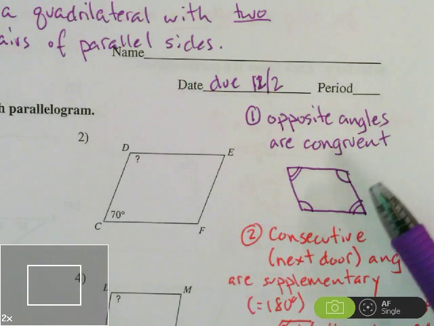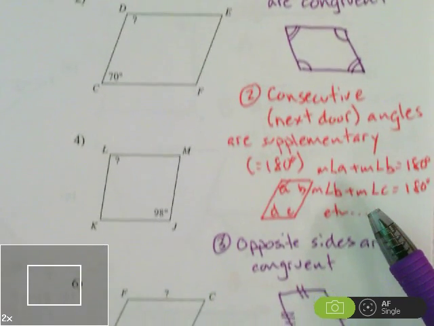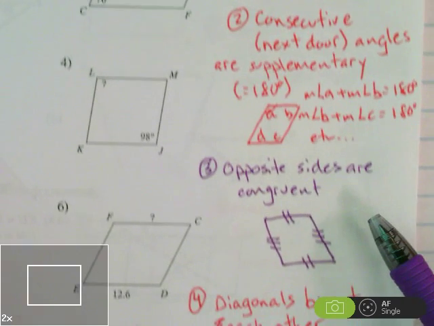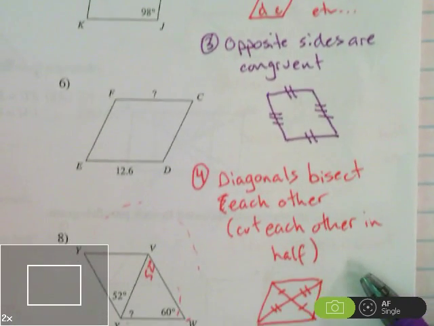Remember, in a parallelogram, opposite angles are congruent. Consecutive or next door angles are supplementary, meaning they add up to 180. Opposite sides are congruent, and the diagonals bisect each other, meaning they cut each other in half.